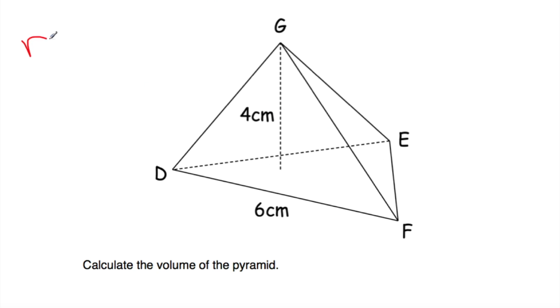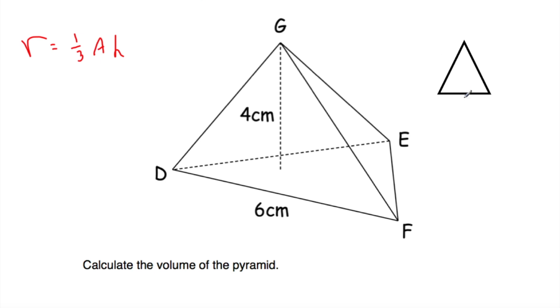So to find the volume of the pyramid, the volume is equal to a third the area of the base times the height. Now we know the height's 4, that's quite straightforward, but the area of the base. So we've got this equilateral triangle DEF. This side length is 6 centimeters, this side length would be 6 centimeters, and this side length would be 6 centimeters. I'm actually just going to sketch that triangle now.